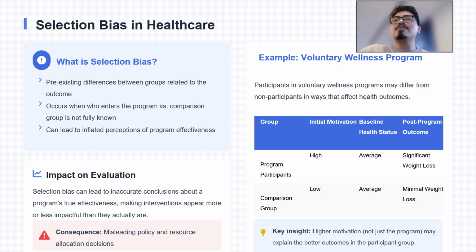So researchers must try to keep track of everyone who has started in the study, even those who dropped out of the program. It just helps everything be fair and the results more true to reality.